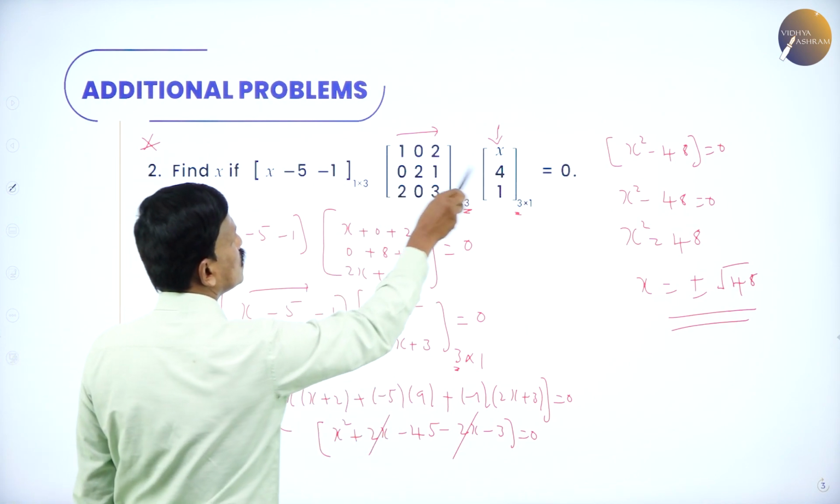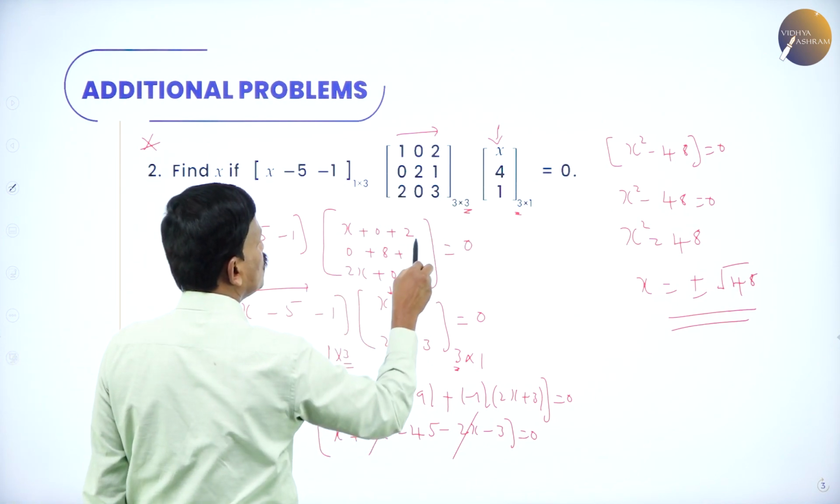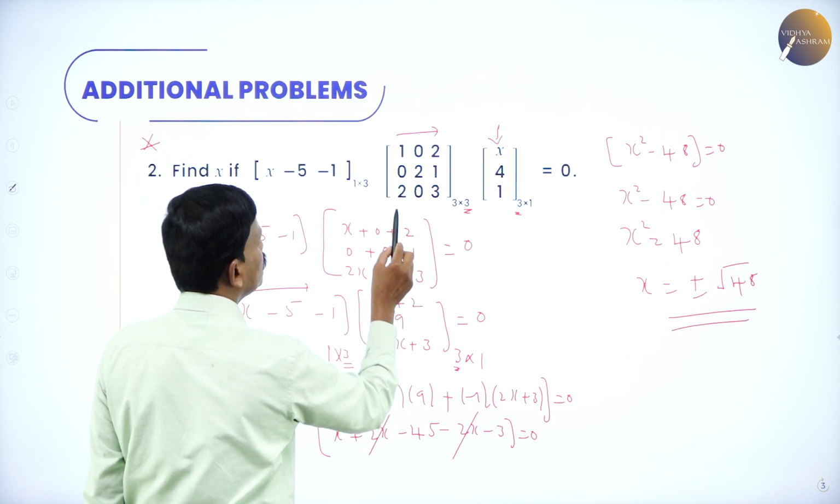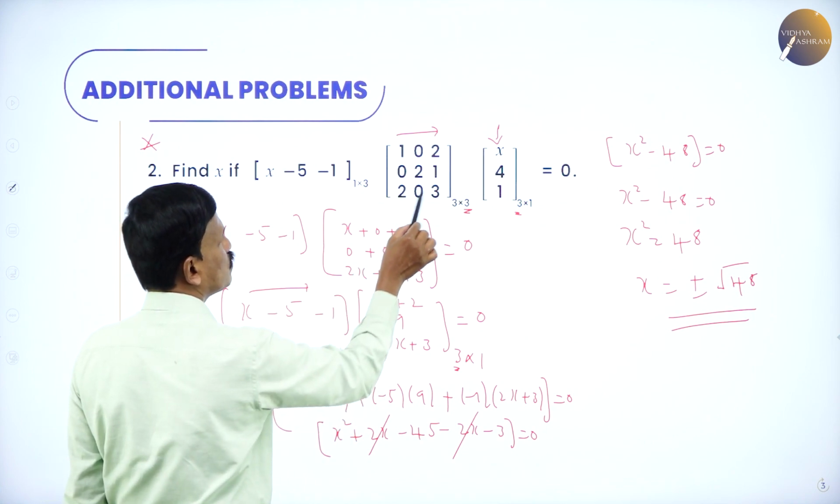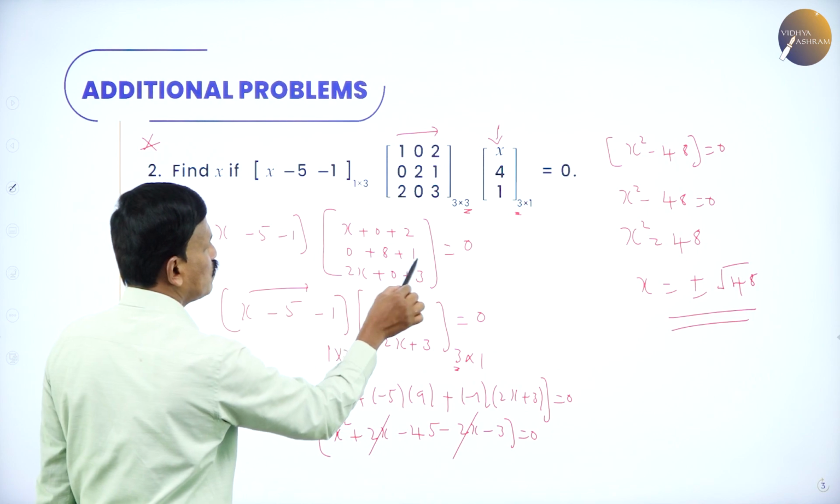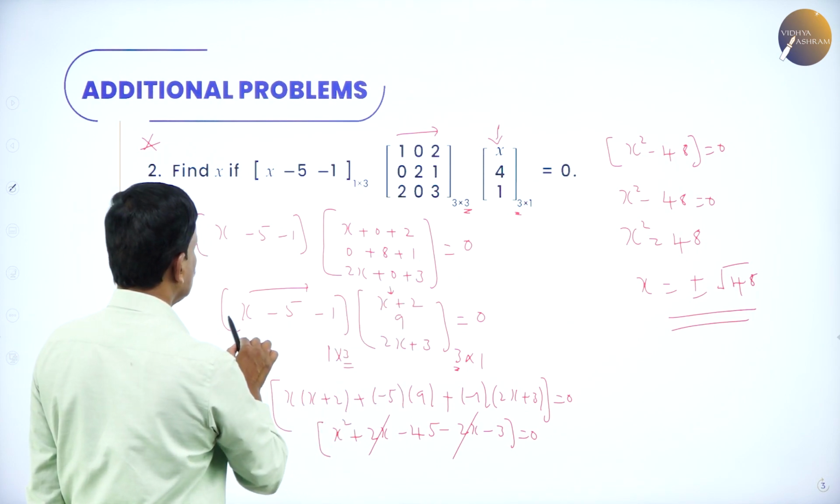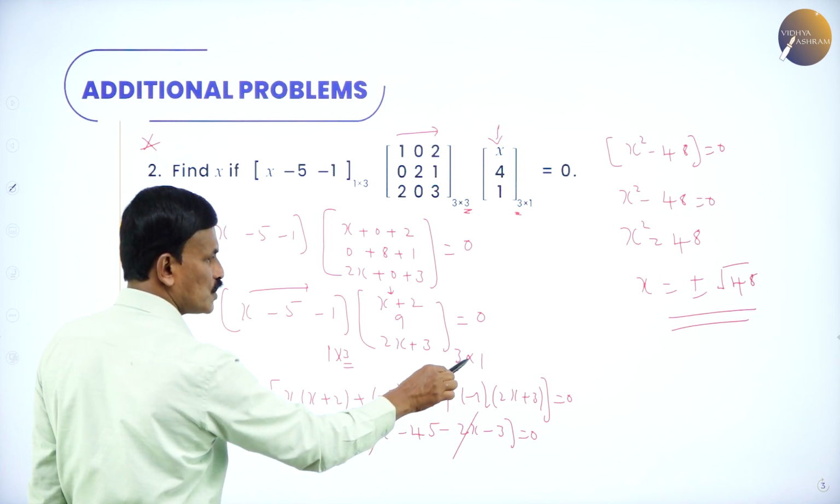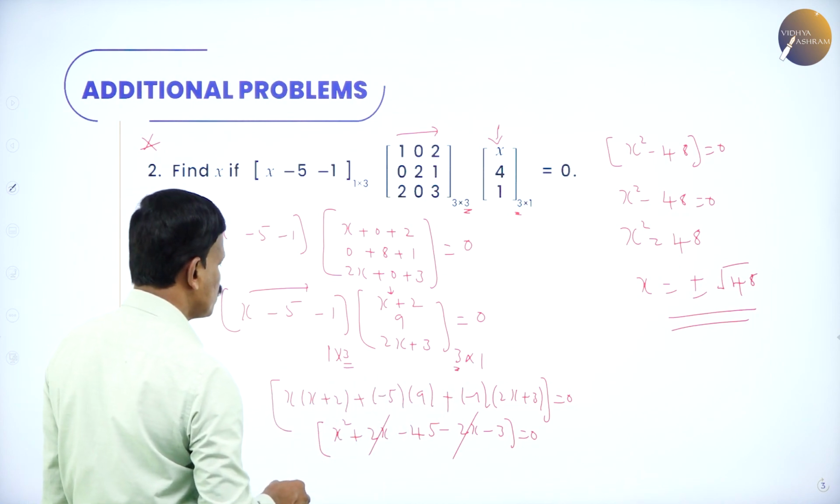So 1 into x is x, 0 into 4 is 0, 2 into 1 is 2, again 0 into x is 0, 2 into 4 is 8, plus 1 into 1 is 1, 2 into x is 2x, plus 0 into 4 is 0, 3 into 1 is 3. Add: x plus 2, 8 plus 1 is 9, 2x plus 3. Again this is 1 row 3 columns, this is 3 rows 1 column. You can multiply this matrix.